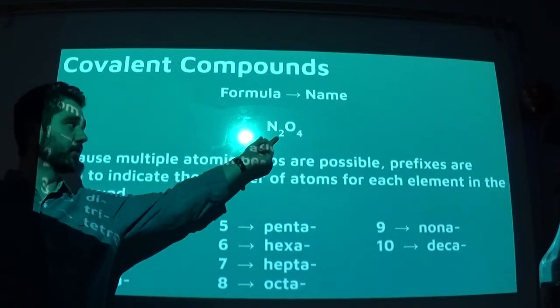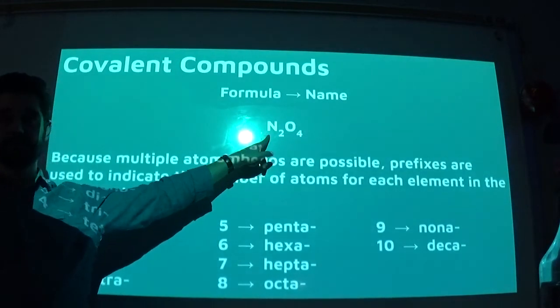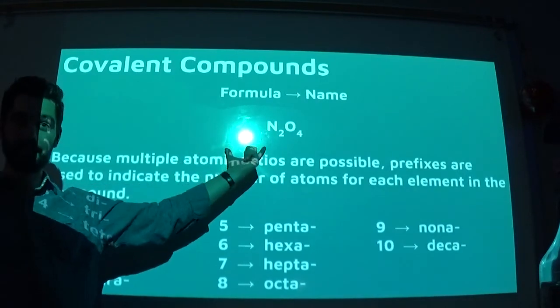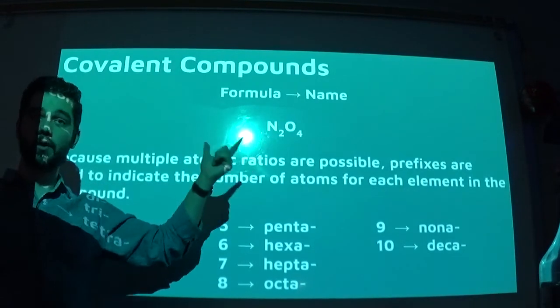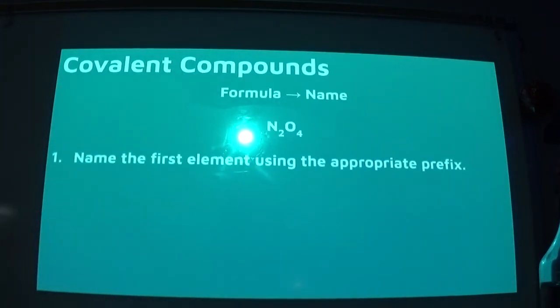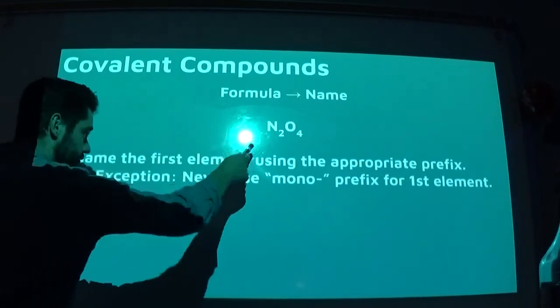Rule number 1: we name the first element using the prefix. We don't change its name. So the prefix for 2 is di, and the element is nitrogen, so the first word in this name is dinitrogen. It is one word. There's an exception: you never use mono for the first element. You just say the element name. Have you heard of carbon monoxide? There's one of each, but you don't say monocarbon, you just say carbon, and then monoxide, one oxygen. So one carbon, one oxygen would be carbon monoxide. So this is dinitrogen.